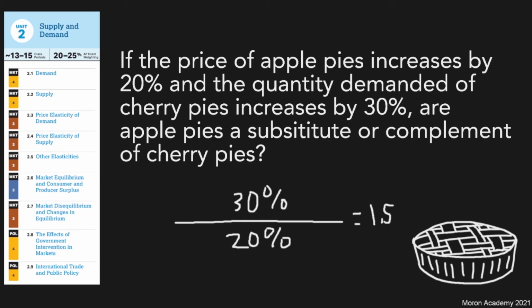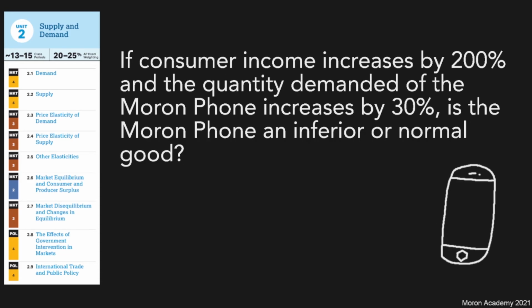Next, let's move on to the income question. So if consumer income increases by 200% and the quantity demanded of the phone increases by 30%, is the phone an inferior or normal good? To do that, we need to take the income and put it at the bottom. And then take this 30% and put it in the numerator.